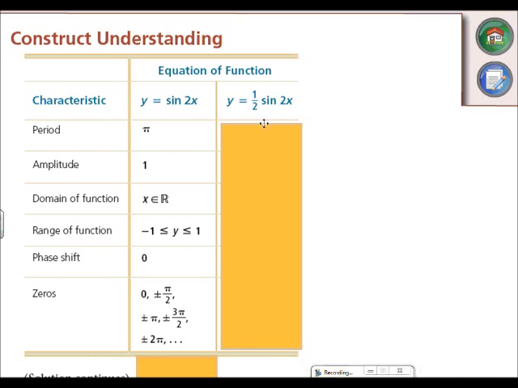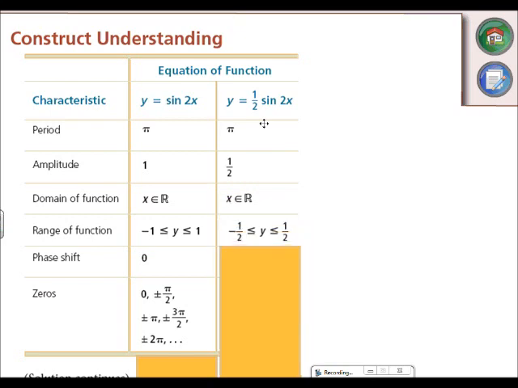Then after the vertical stretch of 1/2 there, anything to do with the horizontal will be the same, period the same. But now the amplitude is half. The domain stays the same. The range is half of what it was. Phase shift still nothing. And then we've got our zeros, which will be the same because those are dealing with the x.